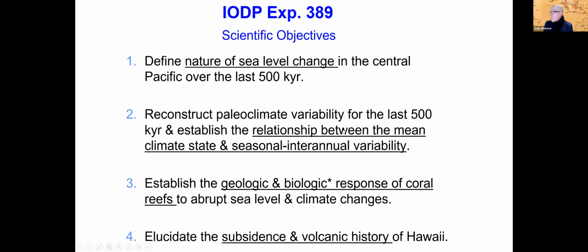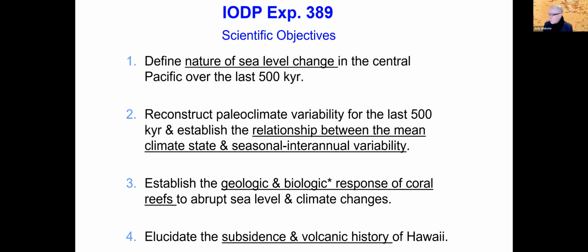And then really there's four main objectives. Firstly, define the nature of sea level change in this part of the world over the last 500,000 years or so. Reconstruct paleoenvironmental variability over that same period, and really try and establish and look at the relationship between the mean climate state and high frequency climate variability, such as seasonal to annual, which Christine will talk about a little bit later. Looking at the geologic and biologic response of coral reefs to abrupt sea level change and climate changes, and also try to understand and constrain subsidence and the volcanic history.